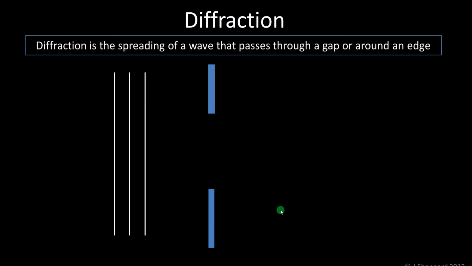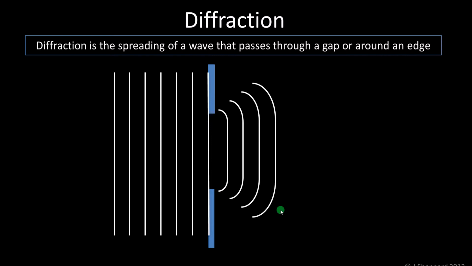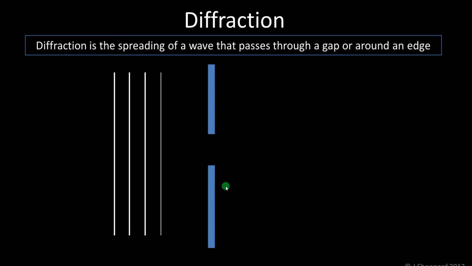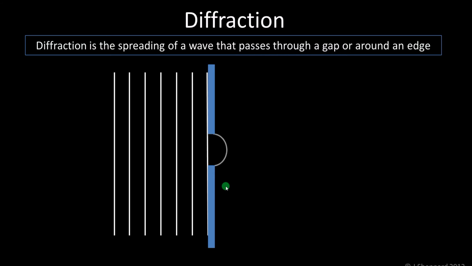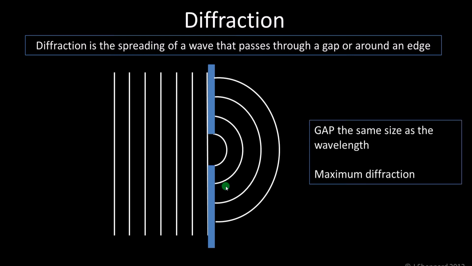If we go on to a situation now where the gap is a bit smaller, then you get a small amount of spreading on the other side. Okay, that little yellow dotted line is just to show you the angle of the spread. So if the gap is slightly bigger than the wavelength, you get some diffraction, but not a full amount. And if we get the gap size down to about the same as the wavelength, then the spread on the other side is sort of complete. It goes all the way around and we get a huge amount of diffraction.